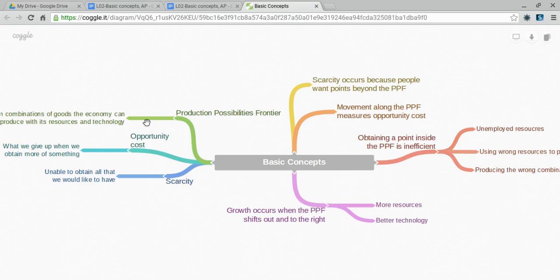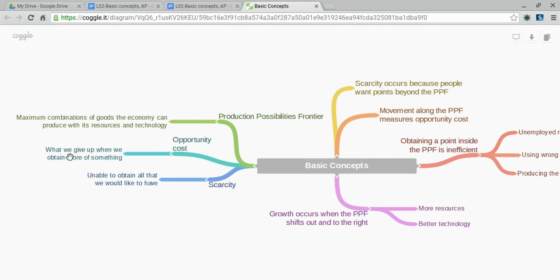The cost we bear, or the relevant cost, is what economists call the opportunity cost. The opportunity cost of making a choice is what you give up when you obtain more of something else. The third fundamental concept we're going to talk about is the production possibilities frontier.